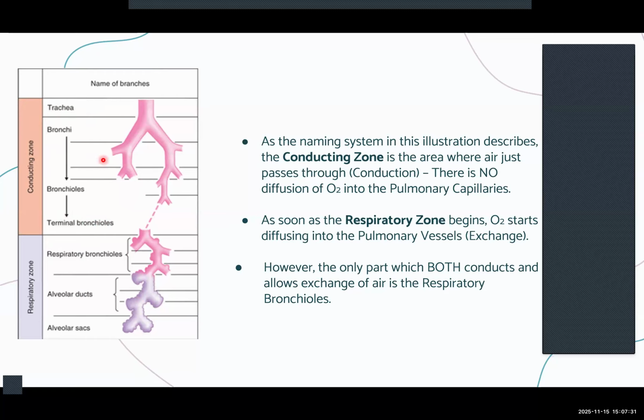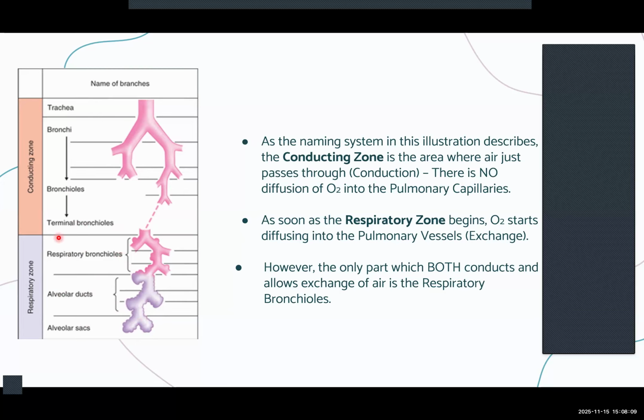Now, why does the conducting zone not perform gas exchange? This is because the trachea, bronchi, bronchioles, and terminal bronchioles have thick walls with thick smooth muscle, so gas cannot pass through there. They are this thick because they have to bear the force of the air which comes through these airways. Once you pass the conducting zone, you have the respiratory zone. The special thing about this is that it has type 1 pneumocytes, or type 1 alveolar cells, which form a very thin membrane in order to allow gas exchange to happen.